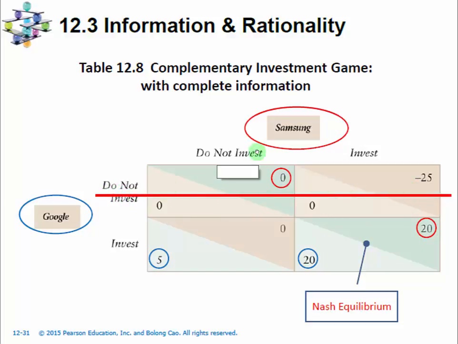Once that's settled, Samsung can simply look at when Google is playing the dominant strategy. Obviously, 20 is much higher than 0. Samsung will invest in the Chrome OS tablet. That is the Nash equilibrium of this game.